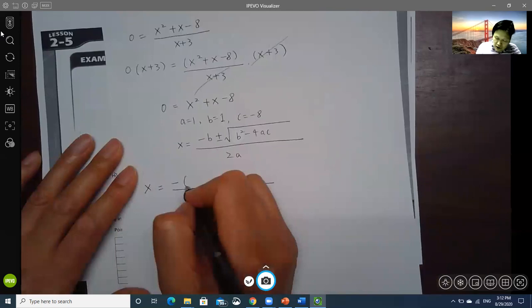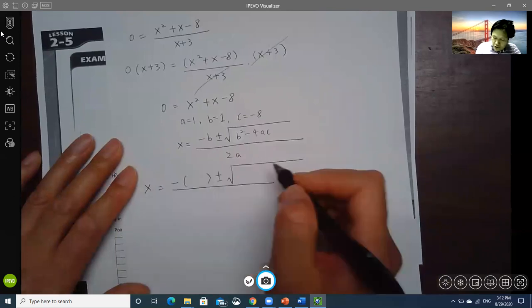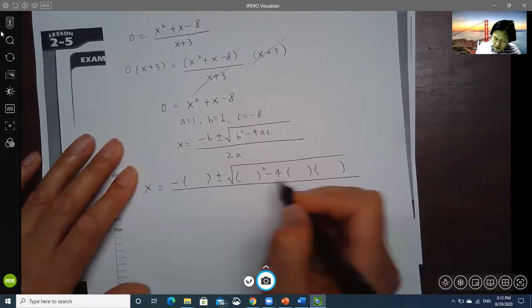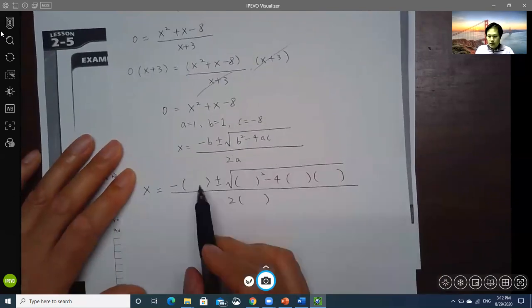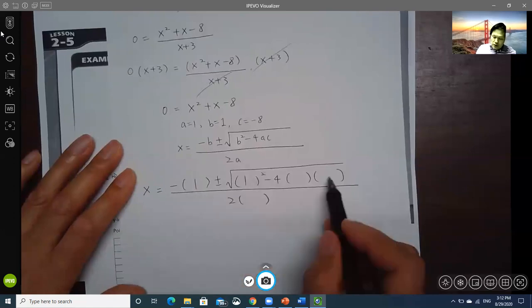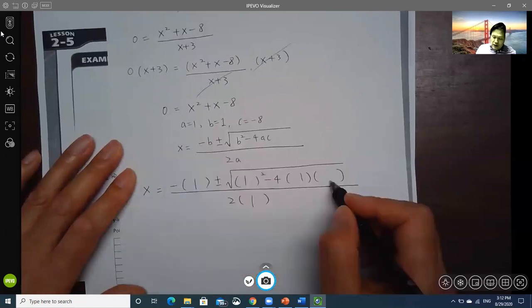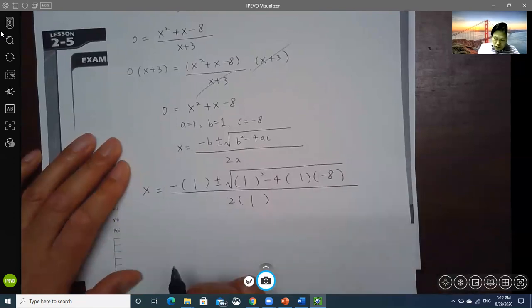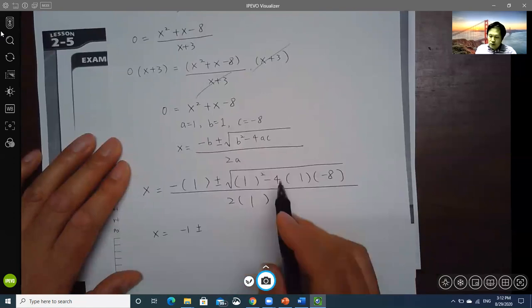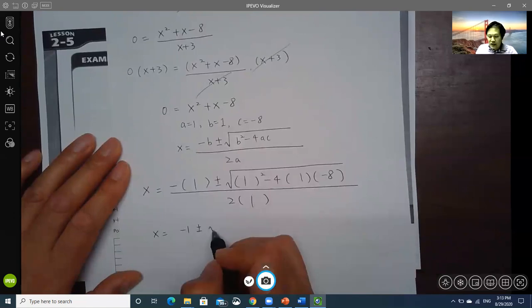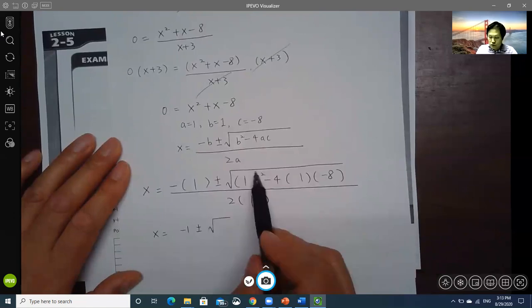Minus B plus or minus the square root of B squared minus 4AC. I usually set up with parentheses like that: B, B, A, C. A is 1, C is minus 8. So x equal to what? Minus 1 plus or minus the square root of 1 squared plus 32. So calculate what's inside the root.